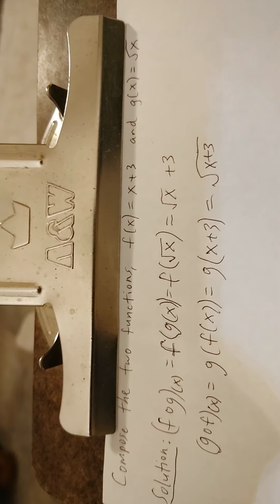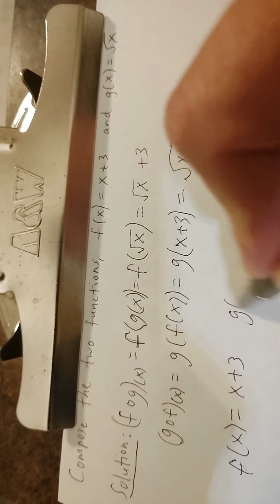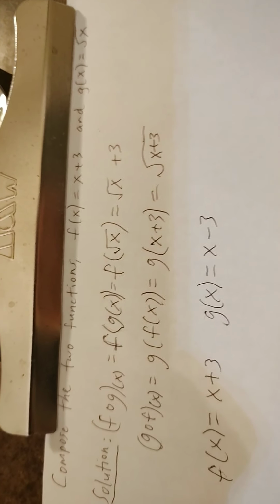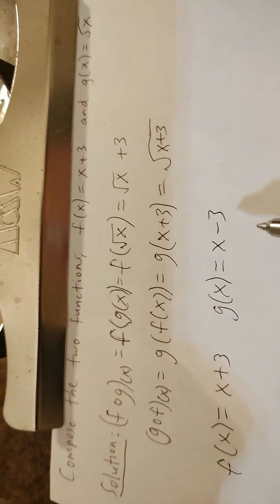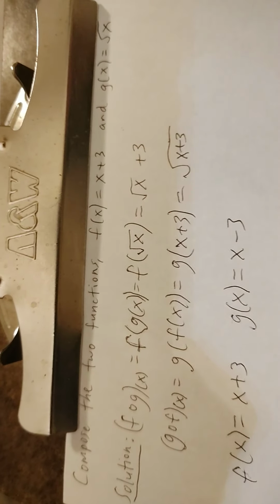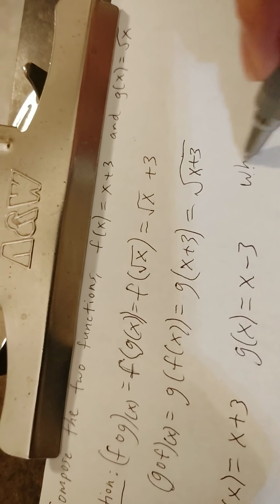Let's try another example. How about, let's let f of x equal x plus 3, and let's let g of x equal x minus 3. These are interesting functions. They're inverses of each other. And it's very interesting when you compose inverse functions. A very interesting result happens. I'm going to write this down as a matter of fact.